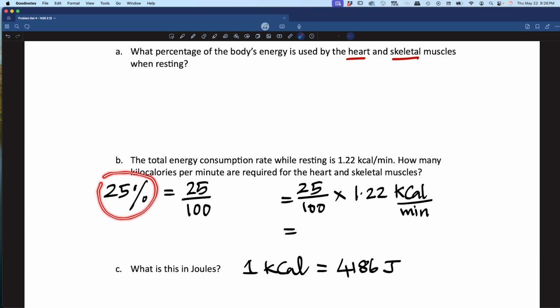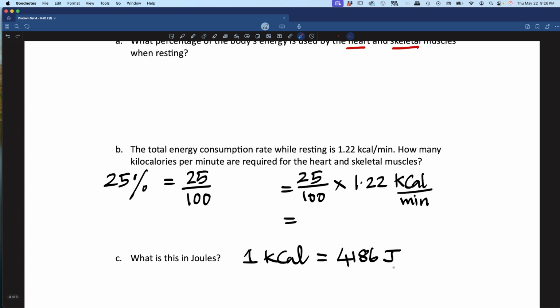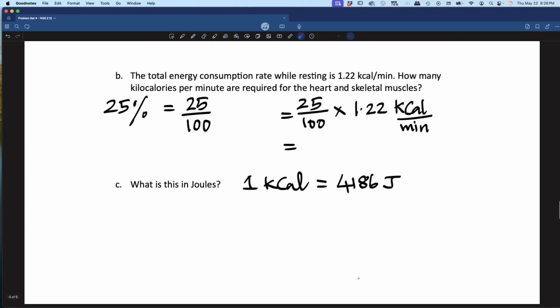Now, 25% means 25 over 100, right? And so what you got to do is 25 over 100 times 1.22 kilocalories per minute, and you will have the answer. So all you're doing is finding 25% of this number. That's all. And then the C part, what is this in joules? We've already done this. We know that 1 kilocalorie is 4186 joules. So whatever number you get here, that's in kilocalories. You should be able to change it into joules.